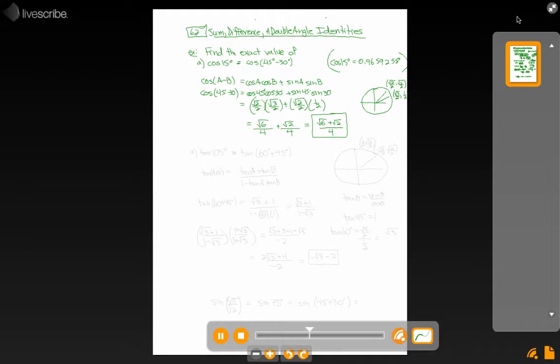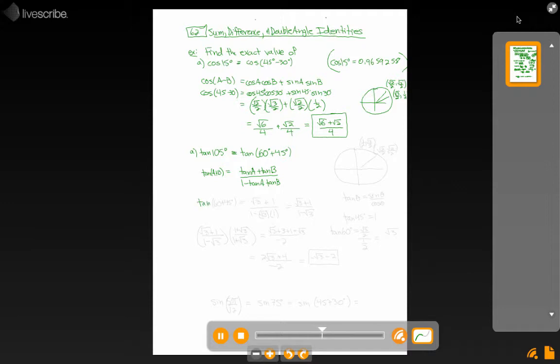The second one that we'll try is what's tan of 105 degrees. A very similar type of question. I don't expect any of you know what tan of 105 degrees is, but we do know that 60 plus 45 equals 105, so we can set it up as a sum question. Tan of 60 plus 45, if I write down the identity, I've got tan of (A plus B) equals tan A plus tan B divided by 1 minus tan A tan B.